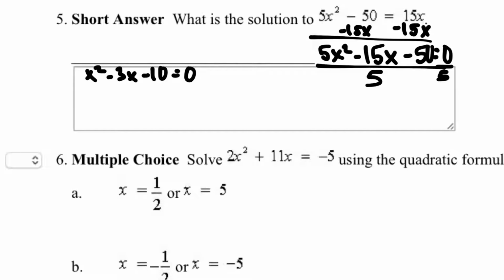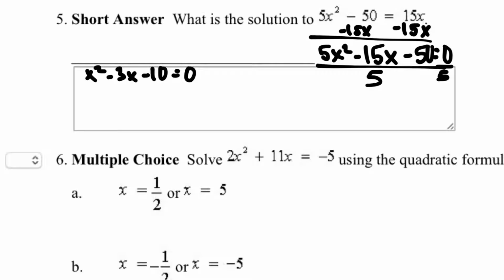Do I want to complete the square? Do I want to factor? Do I want to use the quadratic formula? My first choice is always factoring. I like factoring. It's fast. It's easy for me. But you might find completing the square easier, or you might find the quadratic formula easier, okay? Use whichever method you feel most comfortable with.